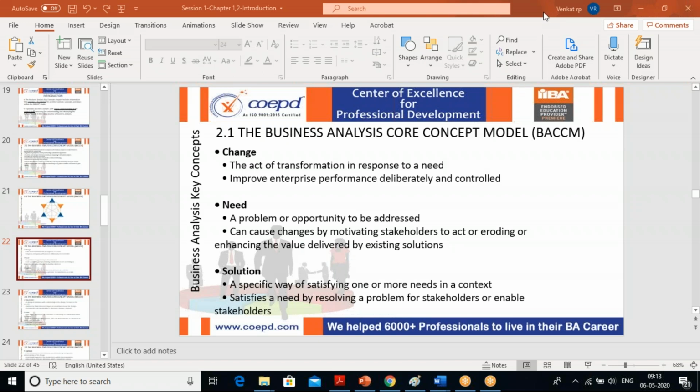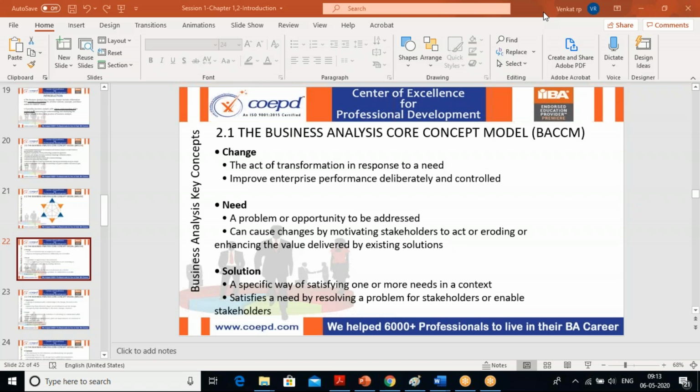Now, change means it's an act of transformation in response to a need. For this change to happen, we need to understand the current state and what the future state will be, and how this change can happen. Generally, a change happens to improve the enterprise performance deliberately, and it is a controlled change. That change should be controlled.